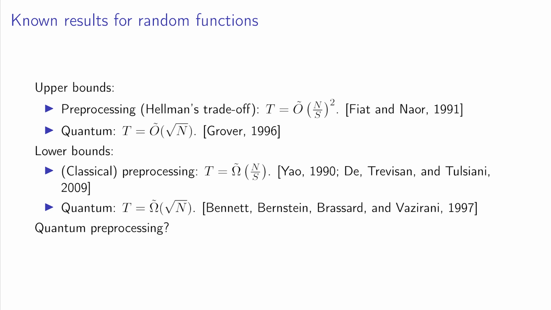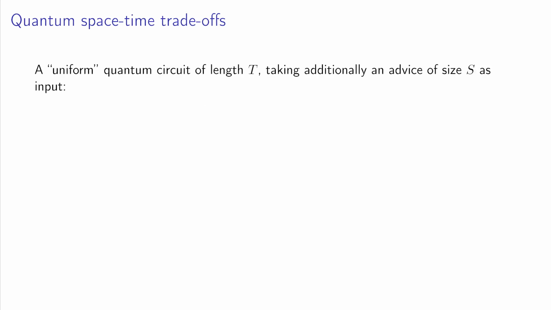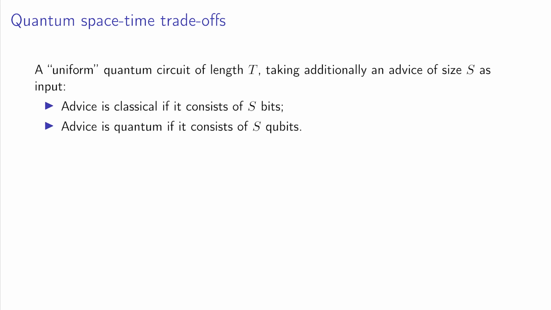Again, this leaves open the possibility of quantum preprocessing algorithms, but first let me explain more specifically what we should mean by quantum preprocessing. Similar to its classical counterpart, the easiest way to formalize quantum preprocessing is to think of a uniform quantum circuit with length T, but additionally the circuit also takes an advice of size S as input. The advice can be either classical or quantum. For the simpler classical case, the advice will simply be a bit string of S bits. But more generally, the adversary could also prepare a quantum state of S qubits, which might allow him to invert functions much faster.